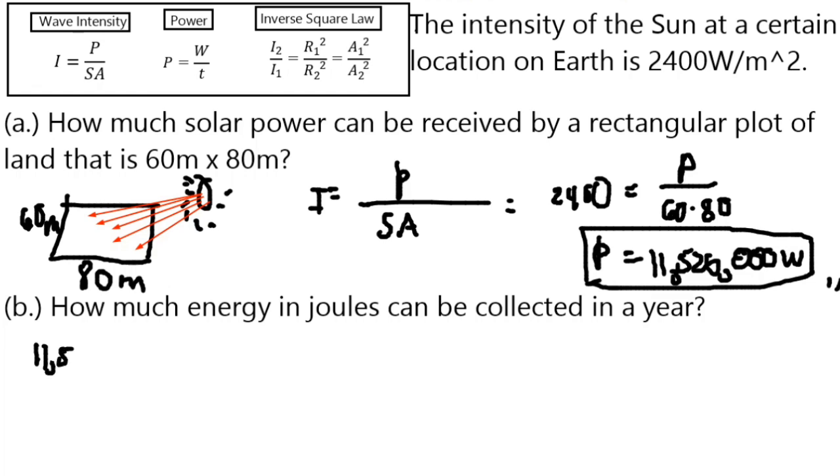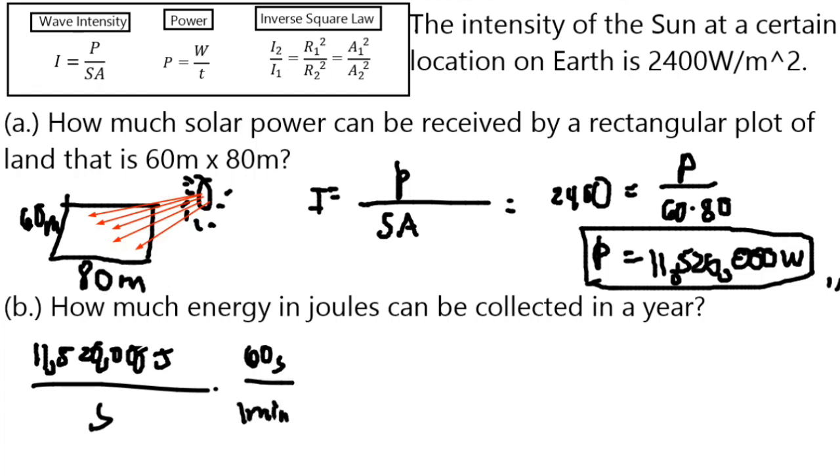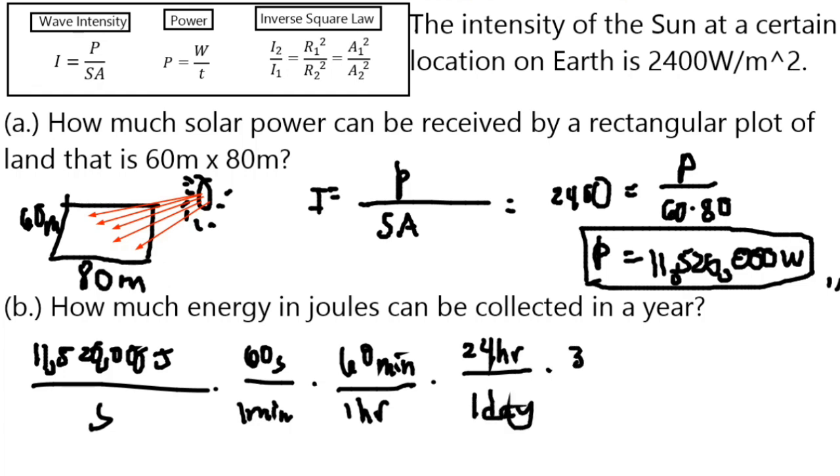How much energy in joules can be collected in a year? So how much energy will be collected by this rectangular plot in a year? What we can do here is just a conversion process. We're going to use the unit of joules instead of watts, and we're going to convert this into a year. So we have 60 seconds in 1 minute, 60 minutes in 1 hour, 24 hours in one day.